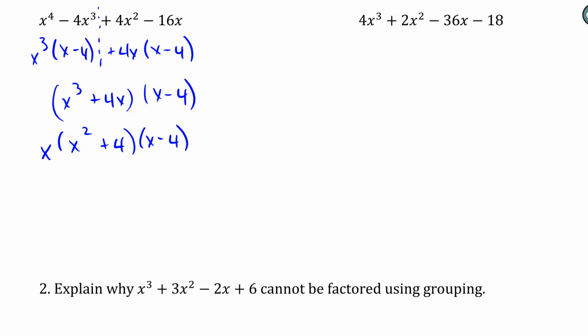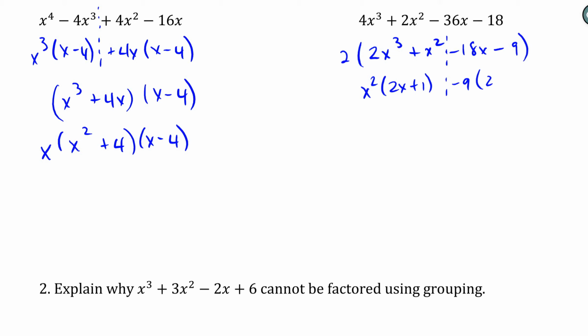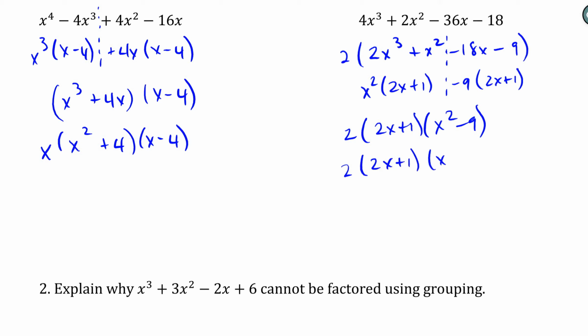Well, let's look at the next one, GCF of 2. 2x cubed plus x squared minus 18x minus 9. Break it apart. X squared, 2x plus 1, negative 9, 2x plus 1. So if I complete the factoring here, we have the 2x plus 1, and we have the x squared minus 9. Well, x squared minus 9 is still factorable. So I have 2x plus 1, x plus 3, x minus 3.